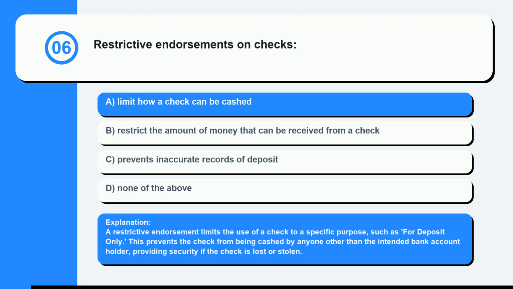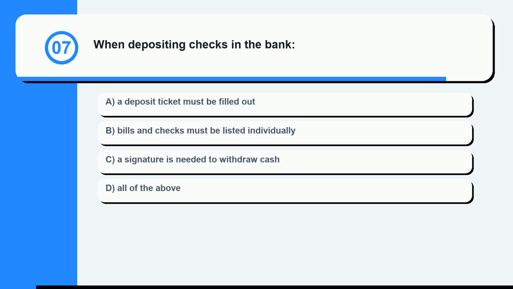Limit how a check can be cashed. A restrictive endorsement limits the use of a check to a specific purpose, such as for deposit only. This prevents the check from being cashed by anyone other than the intended bank account holder, providing security if the check is lost or stolen.